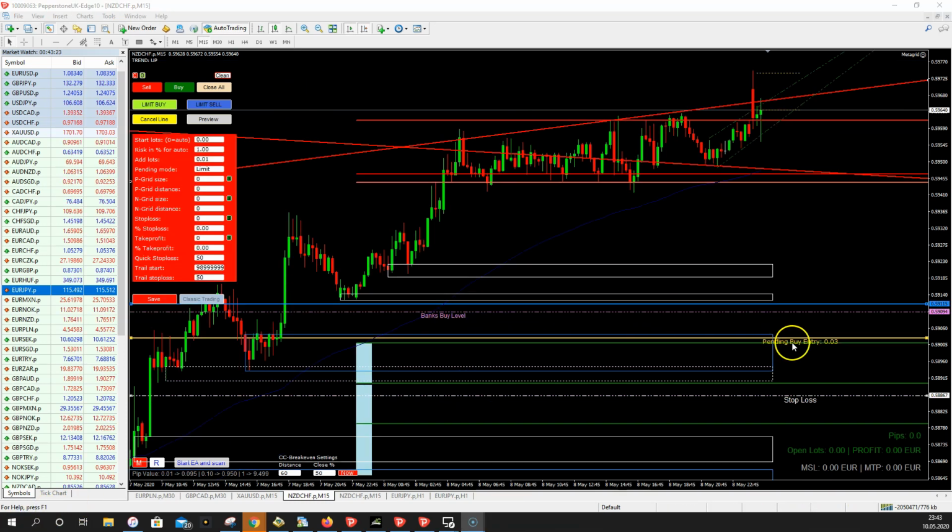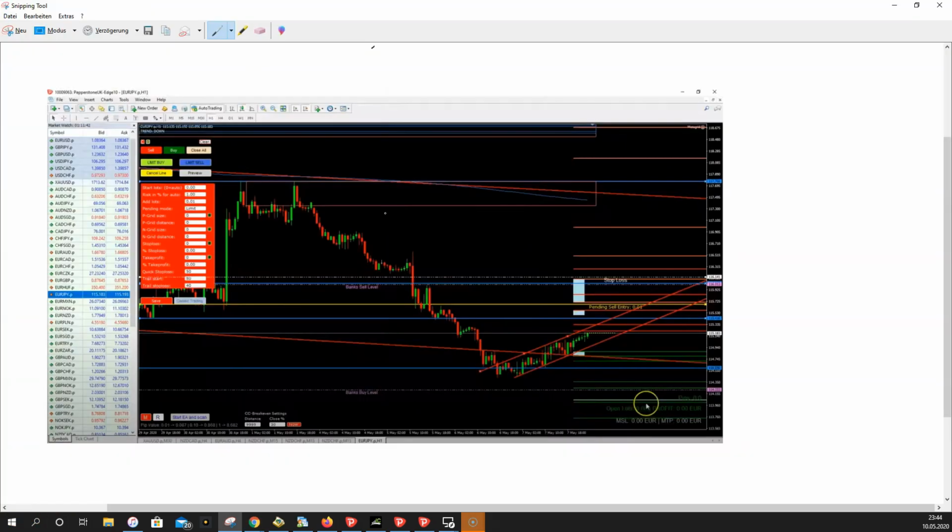We had also a setup for a buy entry on the Kiwi Swissy, but you see the price did not come to our entry. We always try to come into a buy or a sell trade. And in this case, the sell trade triggered, not the buy trade. We also had a sell and a buy setup on the Euro Yen.